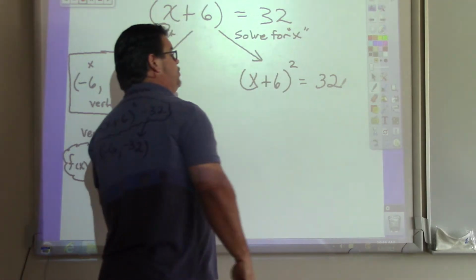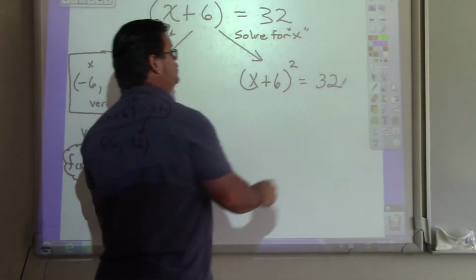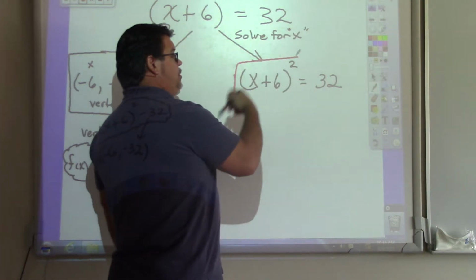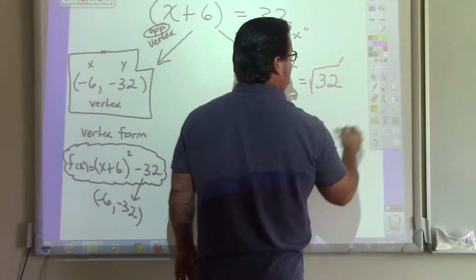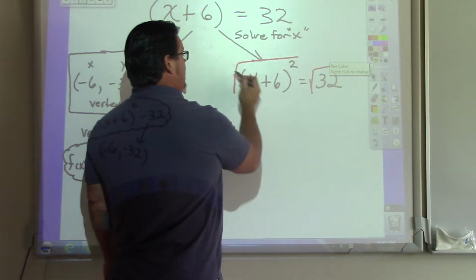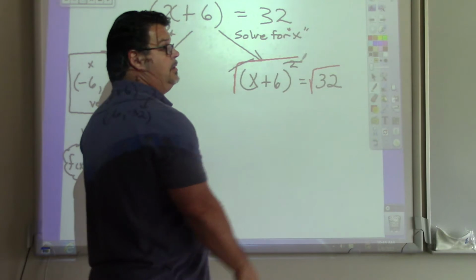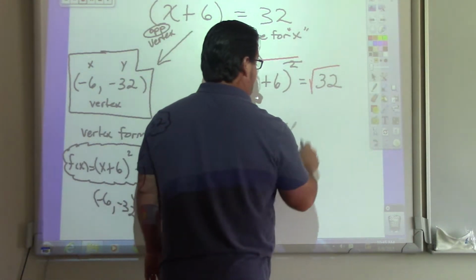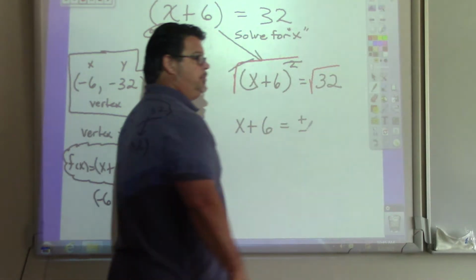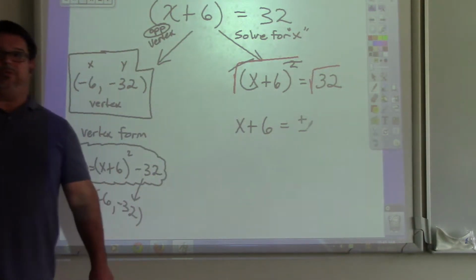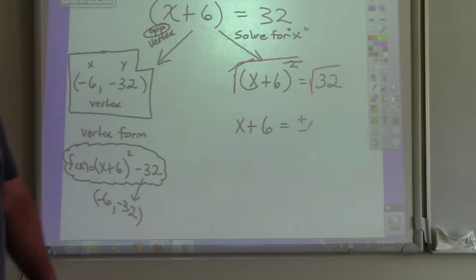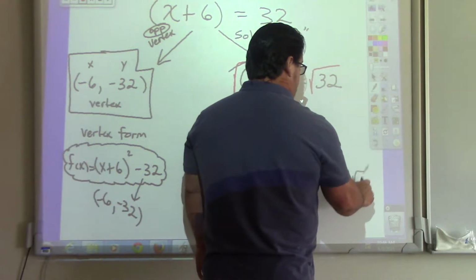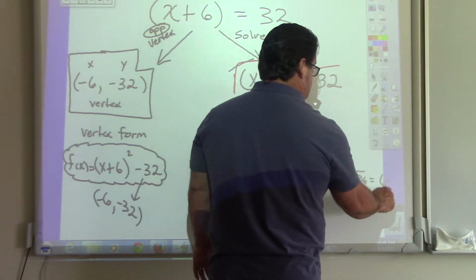How do you undo a square? You take the what? Square root. And if you do it on one side, do it on the other. And that will take out the square there, and you're left with x plus 6 is equal to positive or negative. And hold on before you reach for a calculator, because the square root of 36 is what? 6. So put the calculators down. Square root of 36 is 6.